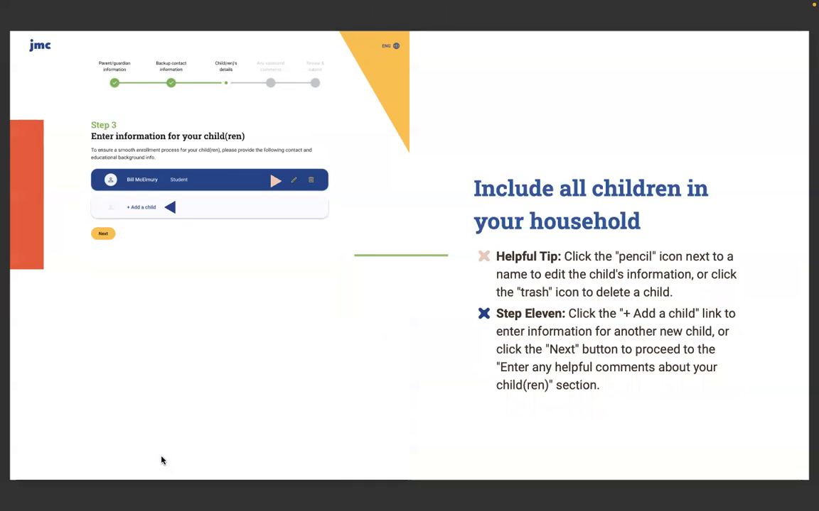As another helpful tip, click that pencil icon next to a name to edit the child's information. Anytime throughout the process, when you see that pencil icon, it's going to allow you to edit the information you have already entered, or a trash icon to delete, in this case, the child that you've entered, or a contact in the other circumstance. Step 11, click the add a child link to enter information for another new child, or click the next button to proceed to the enter any helpful comments about your children section.